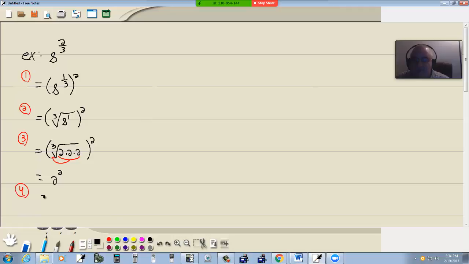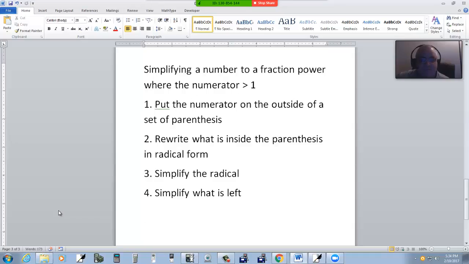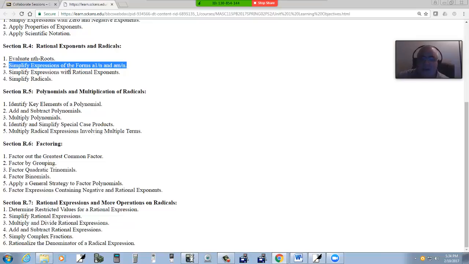Now step 4, simplify what's left. 2 squared would give us 4. And that'd be our answer. Now we've already talked about simplifying radicals, so really there's nothing new there.